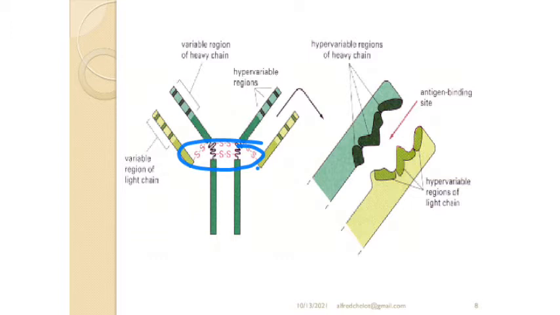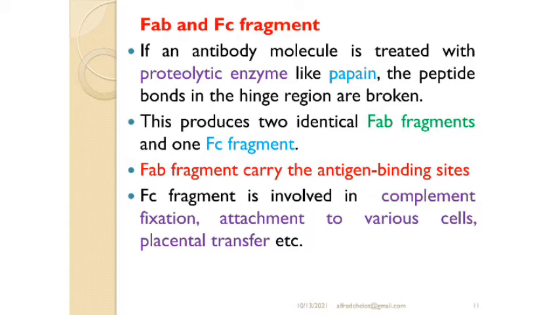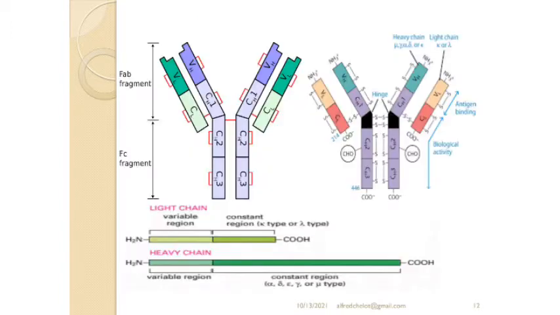Now, what happens if you treat an immunoglobulin with a proteolytic enzyme, for example, papain? If you treat an immunoglobulin molecule with a proteolytic enzyme, for example, papain, you will cleave the hinge region and break the bond. Once the bonds on the hinge region are broken, it produces two identical Fab fragments and one FC fragment. And it's important for you to have a look at that.